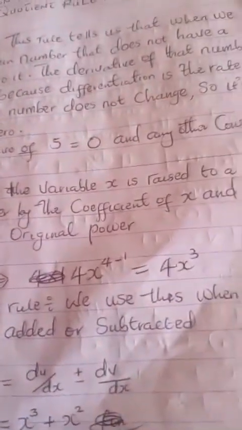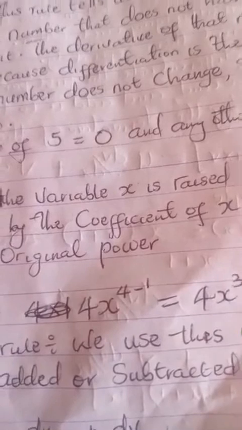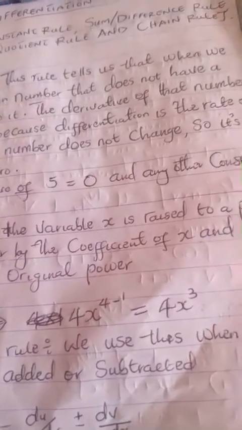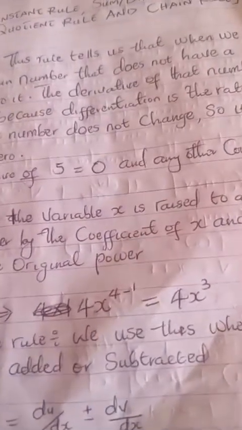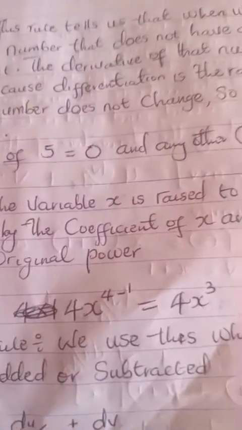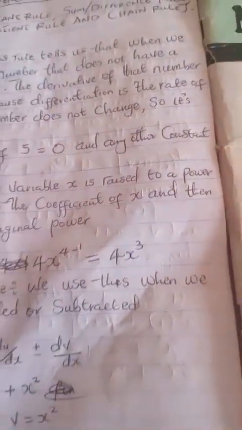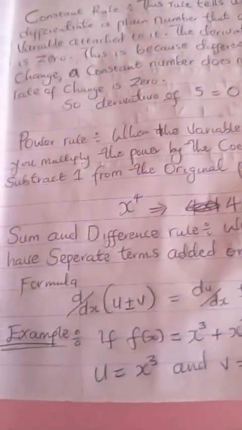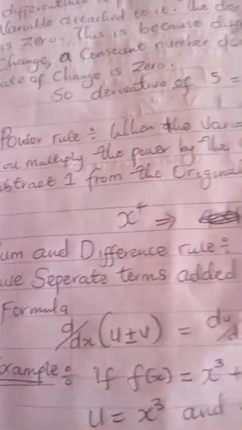So we now say 4 times 1 is 4. That's how we have the 4x. Then the power is reduced by 1, right? So 4 minus 1 is 3. That's how we got 4x raised to power 3. Now we move to the next one, the sum and difference rule.